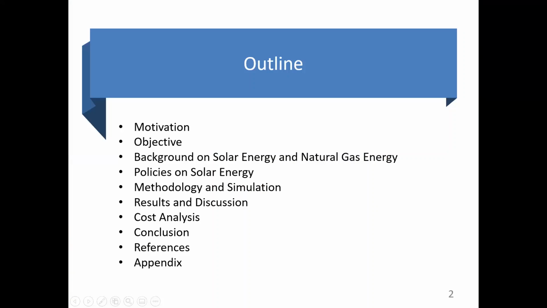So this is our outline of the project. The outline represents the topics that we're gonna be talking about. We're gonna start with our motivation and objective, a little bit of background, and then we're gonna finish with our cost analysis and conclusion of the project.